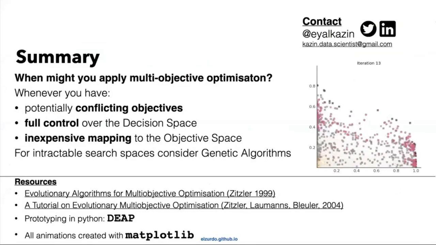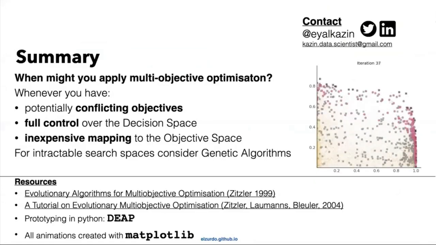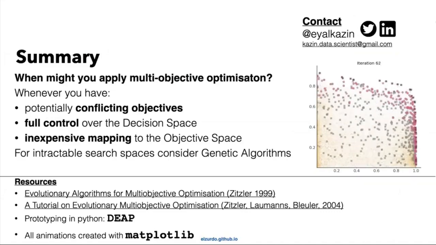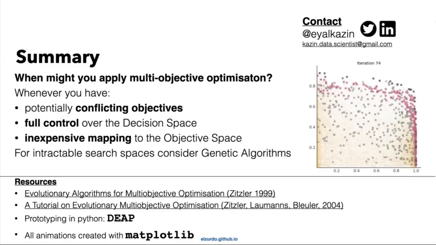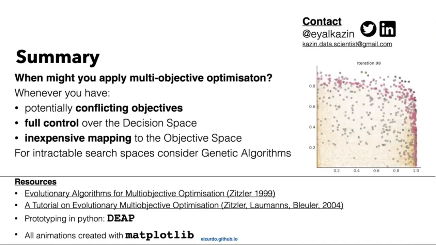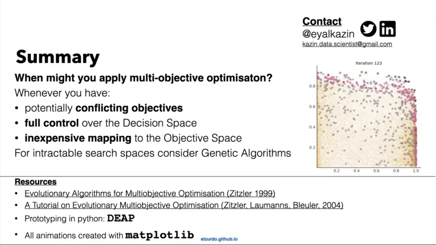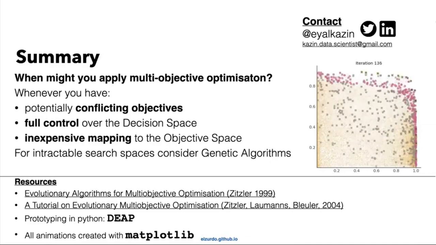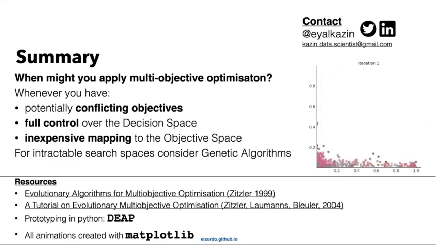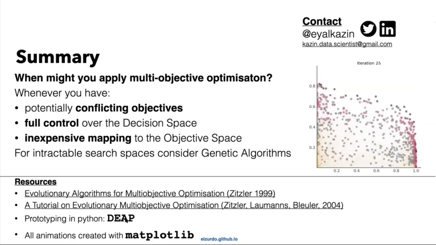Here I'm providing more resources for anybody who's interested in learning more about the topic. And the most important takeaway: is this relevant for what you're working on? Can you actually apply this? You should apply this if you have more than one objective that are in conflict, you have full control over your decision space, and you have an inexpensive mapping from your decision space to objective space. Most likely, you're going to deal with an intractable search space. In that case, I suggest using genetic algorithms. And if you want to use Python, then I suggest using DEAP as a prototyping tool.